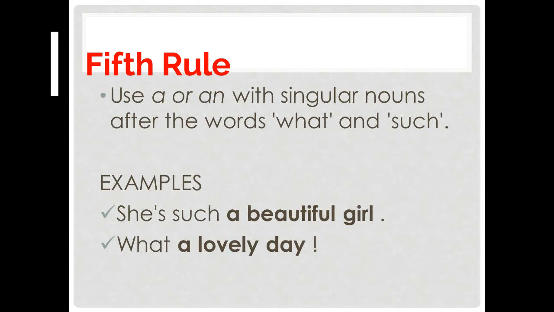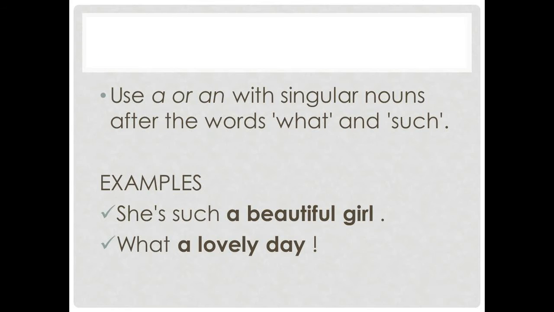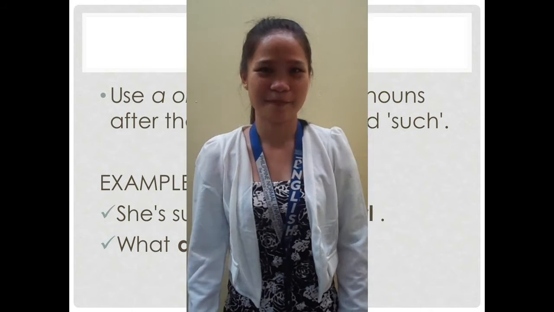Fifth rule: use a or an with singular nouns after the words what and such. Examples: she's such a beautiful girl. What a lovely day. By learning the two types of articles, I hope that we will use them in sentences properly.